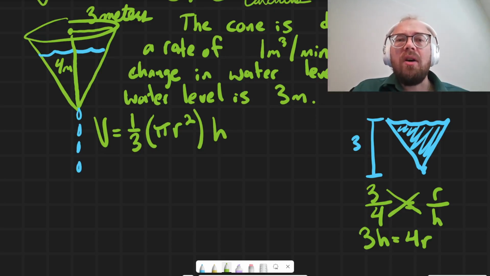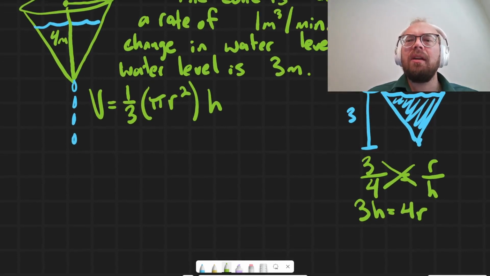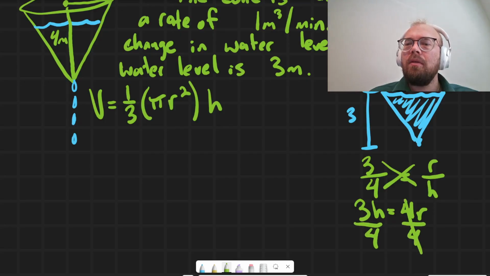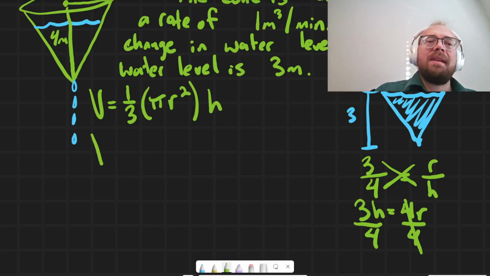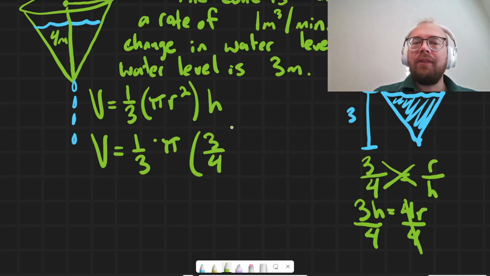We want to solve ultimately for the change in the water level. So we want h, which means that we need to solve for r. So it seems kind of counterintuitive a little bit here, but we actually want to solve for r, because what that means is now when I go to plug that in, 1/3 times pi times r, which is 3/4 h, squared times h.